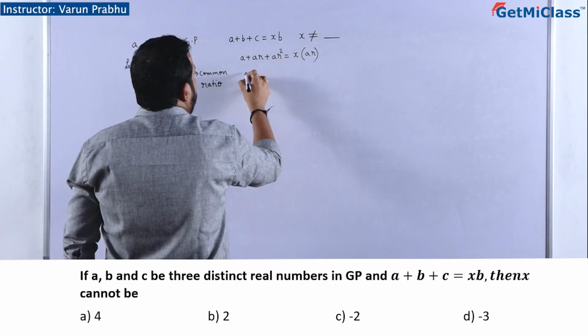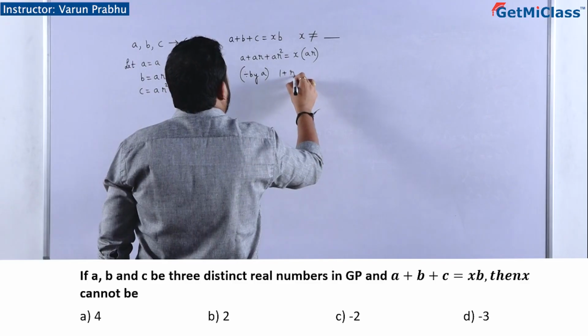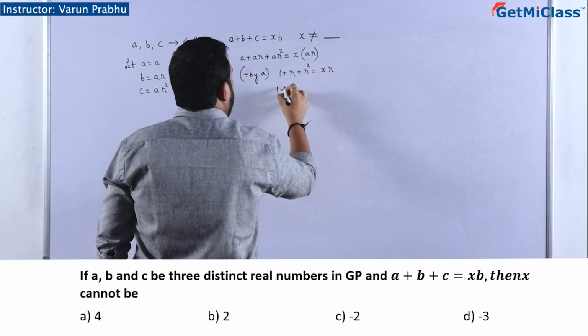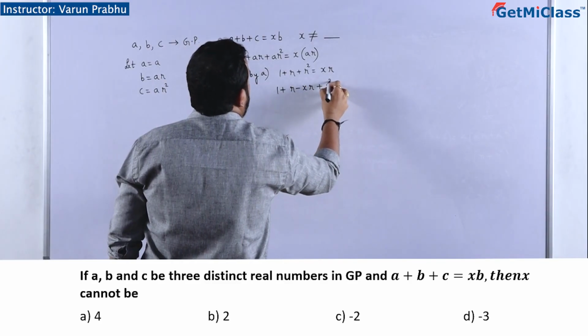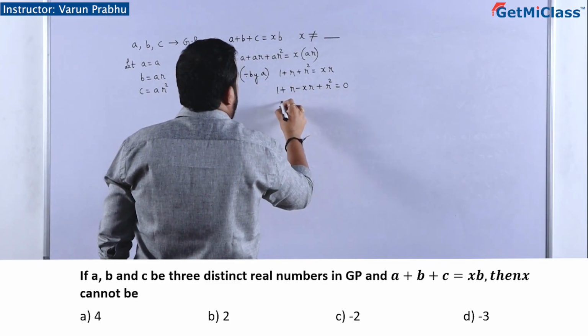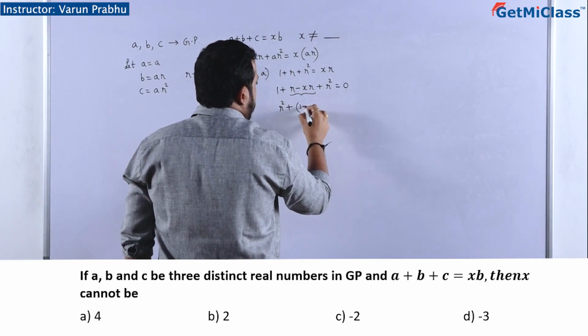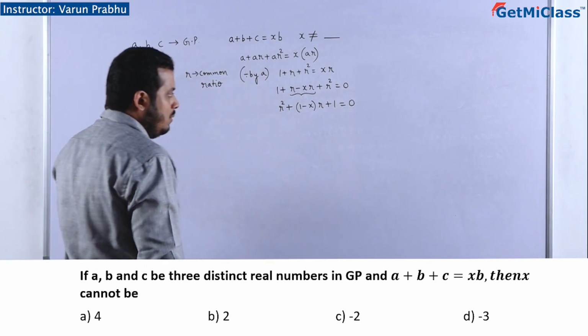Is it right? Divide by A throughout. So I'll be left with 1 plus R plus R square, that is equal to X into R. So 1 plus R minus XR plus R square is equal to 0. R square plus, if you take out R common here, it will be of the form (1 minus X) times R plus 1, that is equal to 0. Correct?